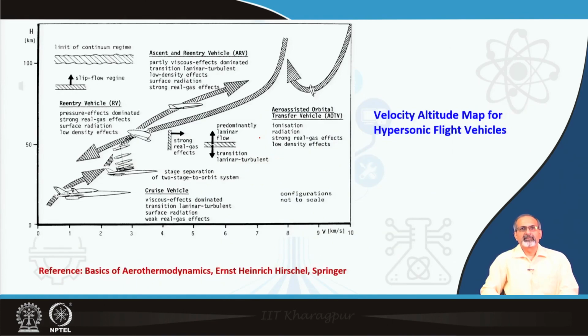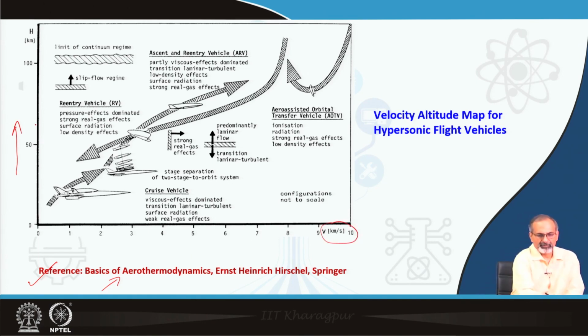And then comes typical applications. This is taken from a publication of Ernst Heinrich Hirschel from his book Basics of Aerothermodynamics, and we see a velocity altitude map for typical hypersonic flight vehicles. You have the altitude in kilometers along this direction and the velocity in kilometers per second along the x direction. And at an altitude of about 59 kilometers, you are talking about different kinds of operations which may involve both ascent as well as descent of such kind of vehicles.